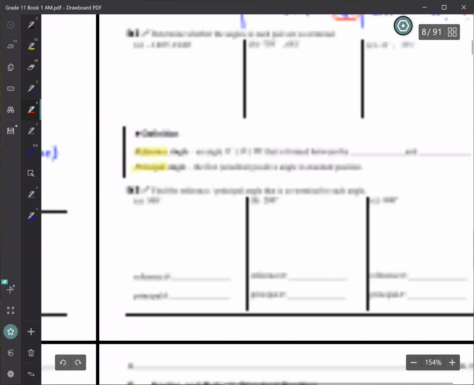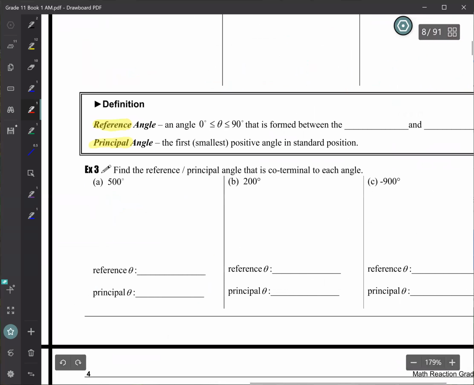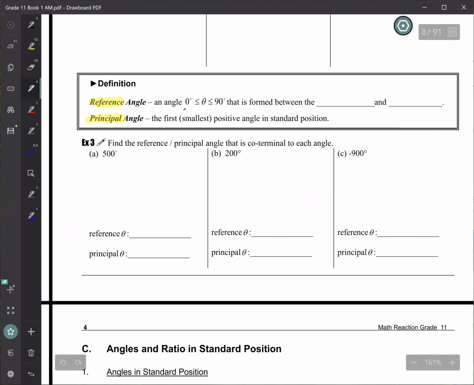Next part, I want to go to reference angle now. A reference angle is an angle that we will be using later for finding other things. That's why I call it a reference, it's a tool. So a reference angle is defined as this: it's an angle between 0 and 90 degrees, and it could be 0, could be 90, there's an equal sign, that is formed between the terminal arm and the x-axis.